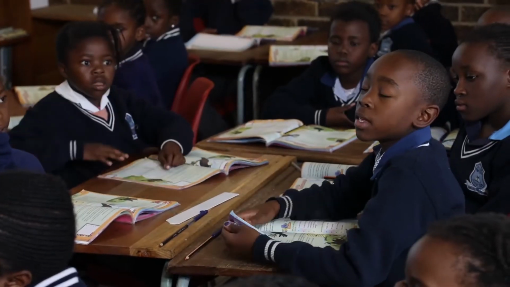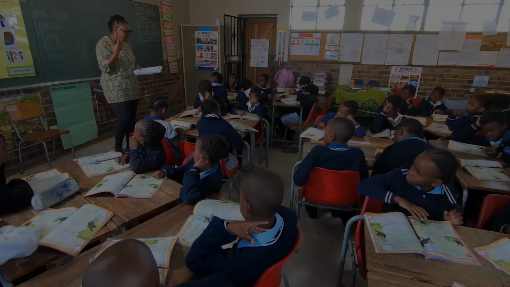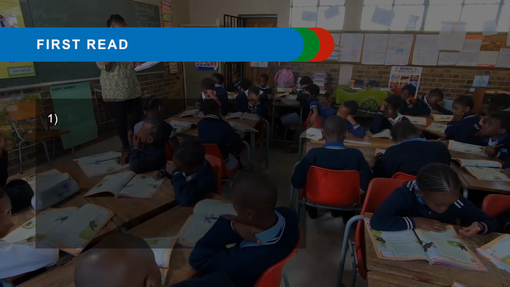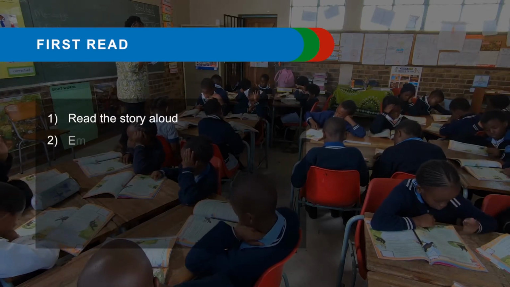Asking questions is part of it, but they cannot just improve by only answering a lot of questions. It's like you need to teach the skill. So just like comprehension, you need to teach the skill. For the first read, read the story aloud, clearly, fluently, and with expression. Embed meaning as you read.